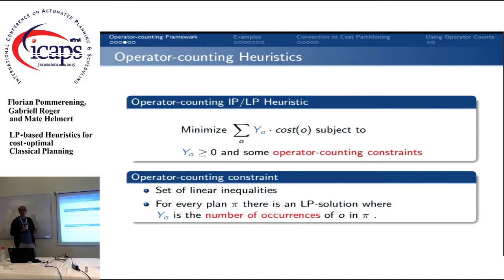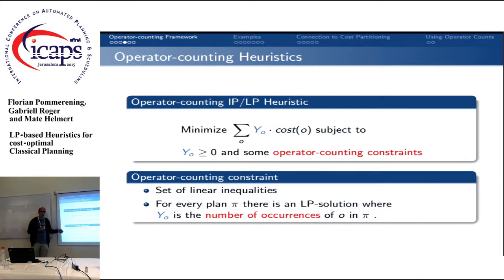And these operator counting constraints, as Malte already said, must be a set of linear inequalities, and we have to have one property that actually connects them to the planning problem, because otherwise we could just write any linear inequality and we could basically derive any estimate we wanted.